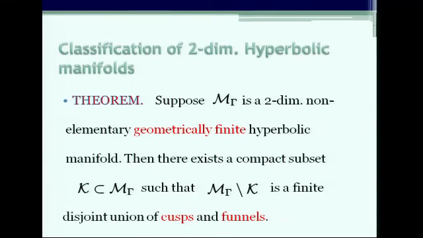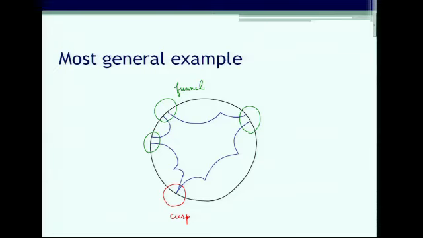Now there is a classification theorem for two-dimensional hyperbolic manifolds. Take any two-dimensional hyperbolic manifold and remove the compact part from it. Then the remaining part consists of a finite set of cusps and funnels. So the most general example of a two-dimensional hyperbolic manifold of geometrically finite class has this form: you have a finite number of cusps and a finite number of funnels.